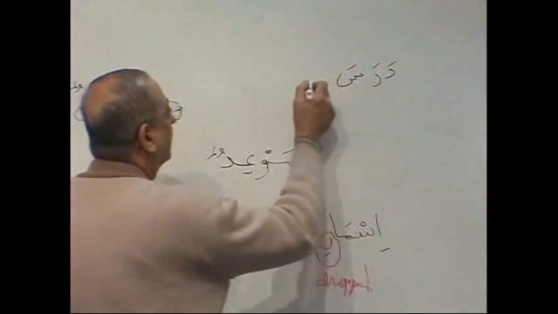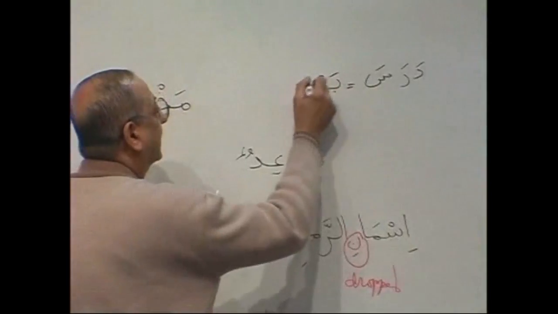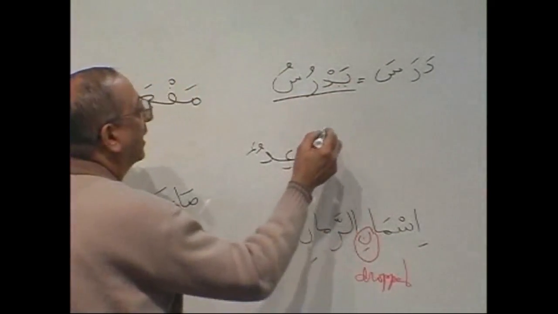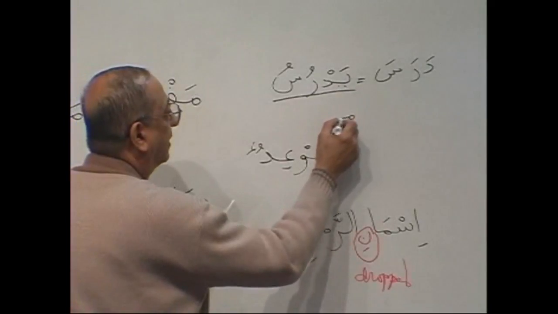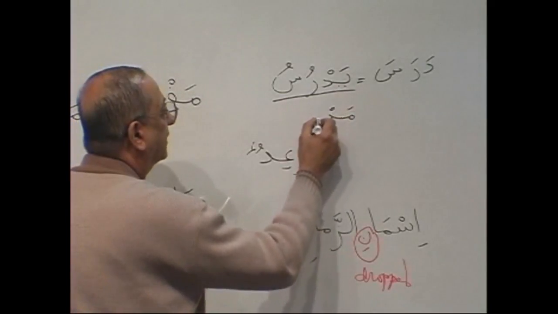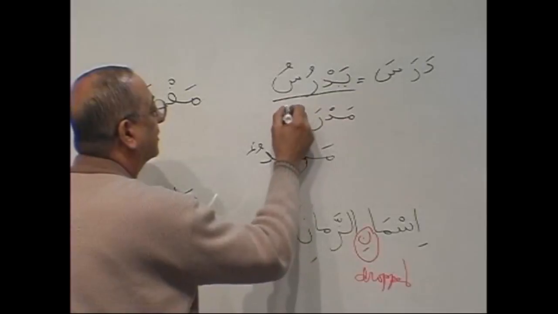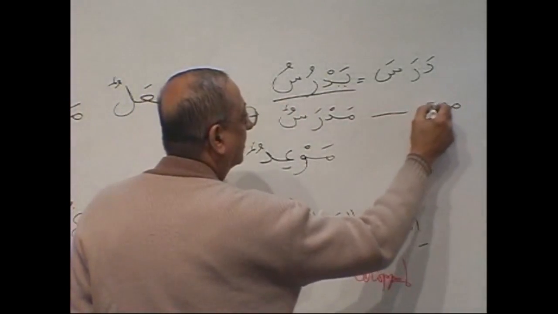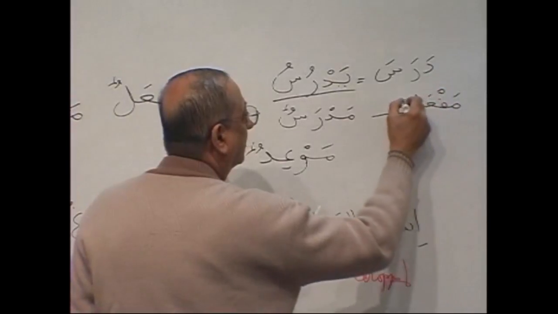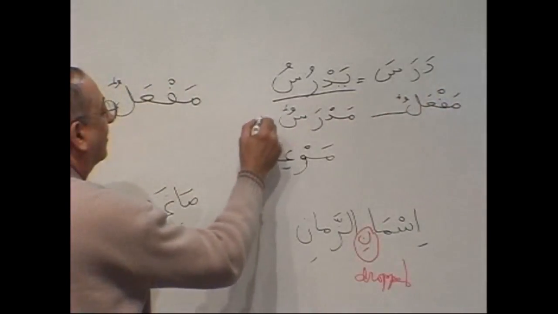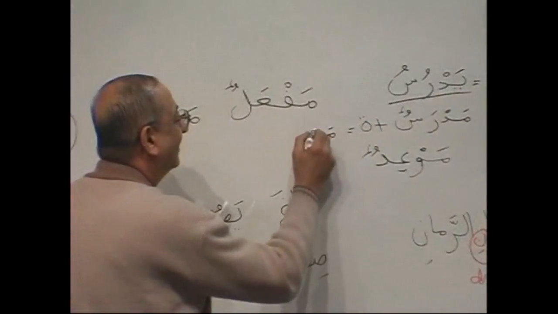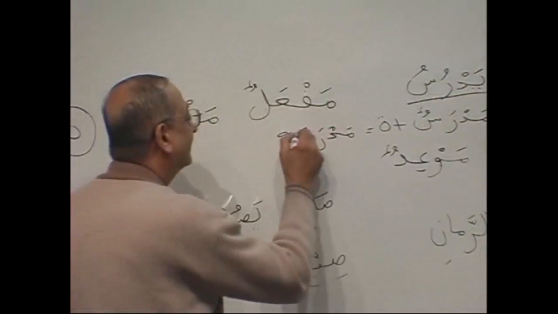Darasa, which became yadrusu. Now from yadrusu, I made it madrasun, maf'alun. And now I added ta marbuta. It became madrasatun.